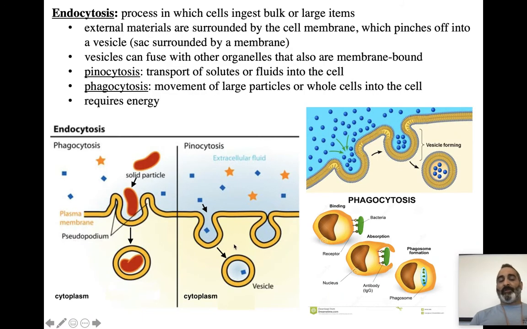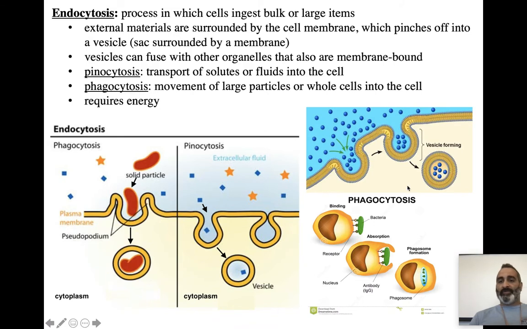Pinocytosis is when a cell is engulfing smaller items like solutes, things that are dissolved in a solution, or fluids, for example. Same type of thing. The membrane pinches around them, and then eventually it pinches off and is released, and now it is a vesicle. So pinocytosis is endocytosis of smaller items. Phagocytosis is engulfing larger items. This is considered active transport because it requires energy. So this whole process takes energy to wrap a membrane around something, basically.